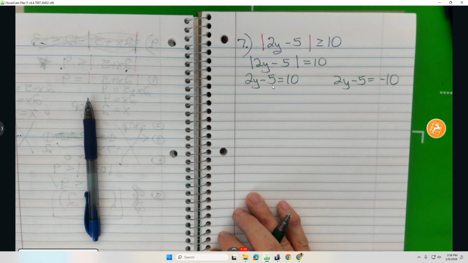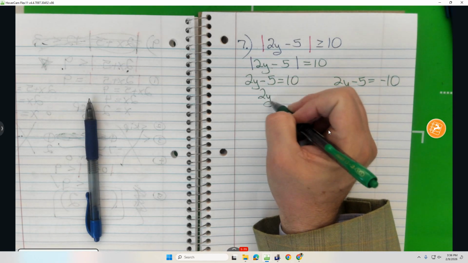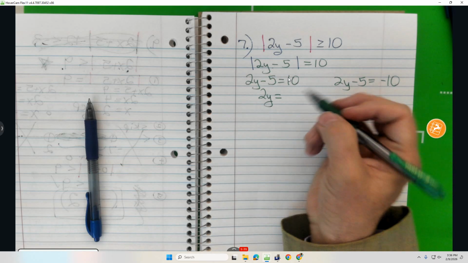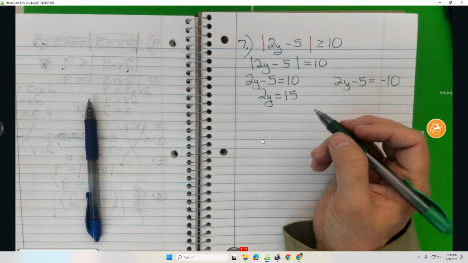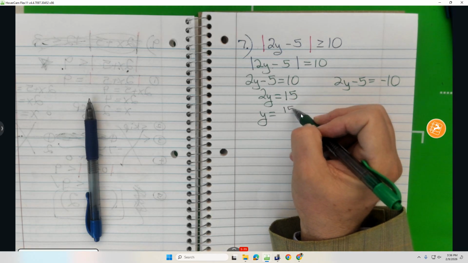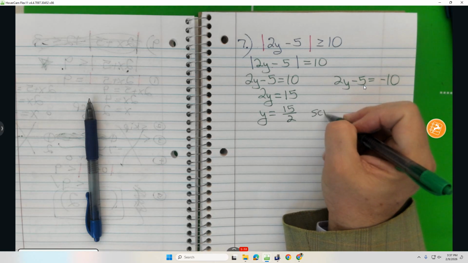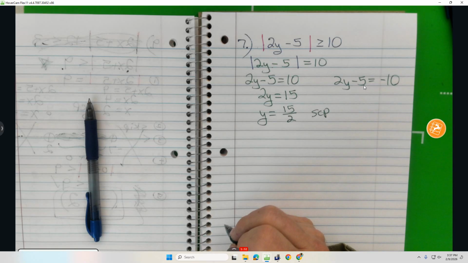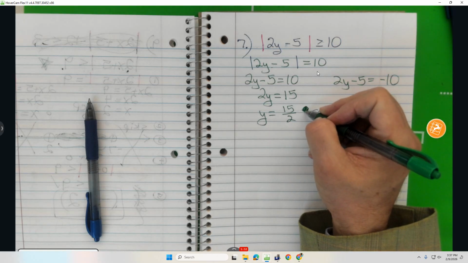Solve the two equations. The first one, I'll add 5 to give me 2y equals 15, 10 plus 5, and then divide by 2 to get y equals 15 over 2. How am I going to label this when I label it on the number line? Closed, because there is equality. I'll make a note of that right now.